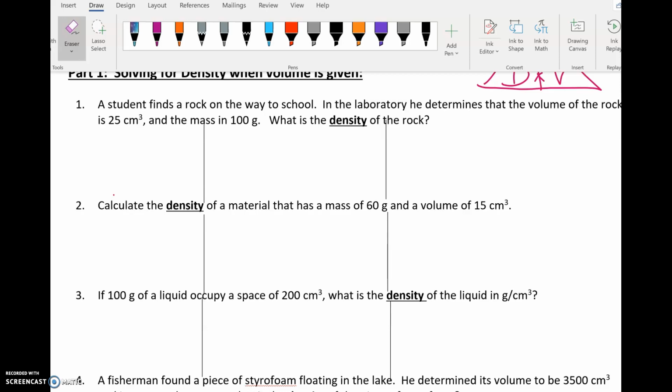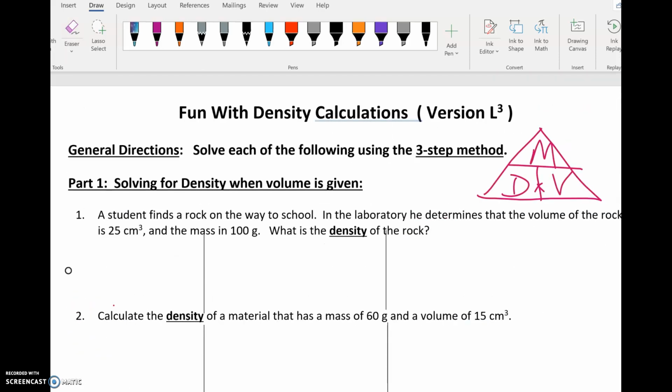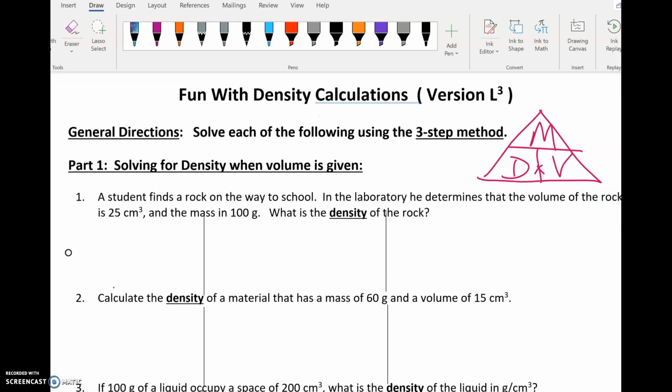Okay, guys, this is the density worksheet that I've uploaded that you need to work on. So if I were you, I would go ahead and write down this triangle right here. Mass, density, volume. All right, remember division is over here. Division is over here, okay? All right, so let's read this problem.